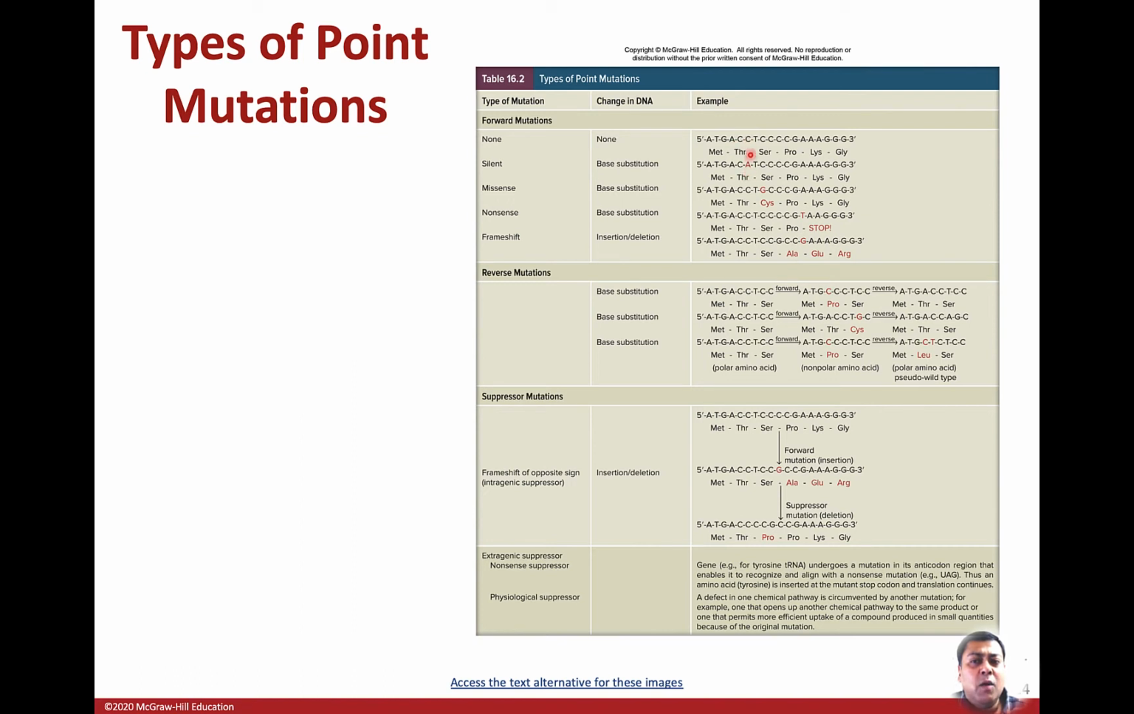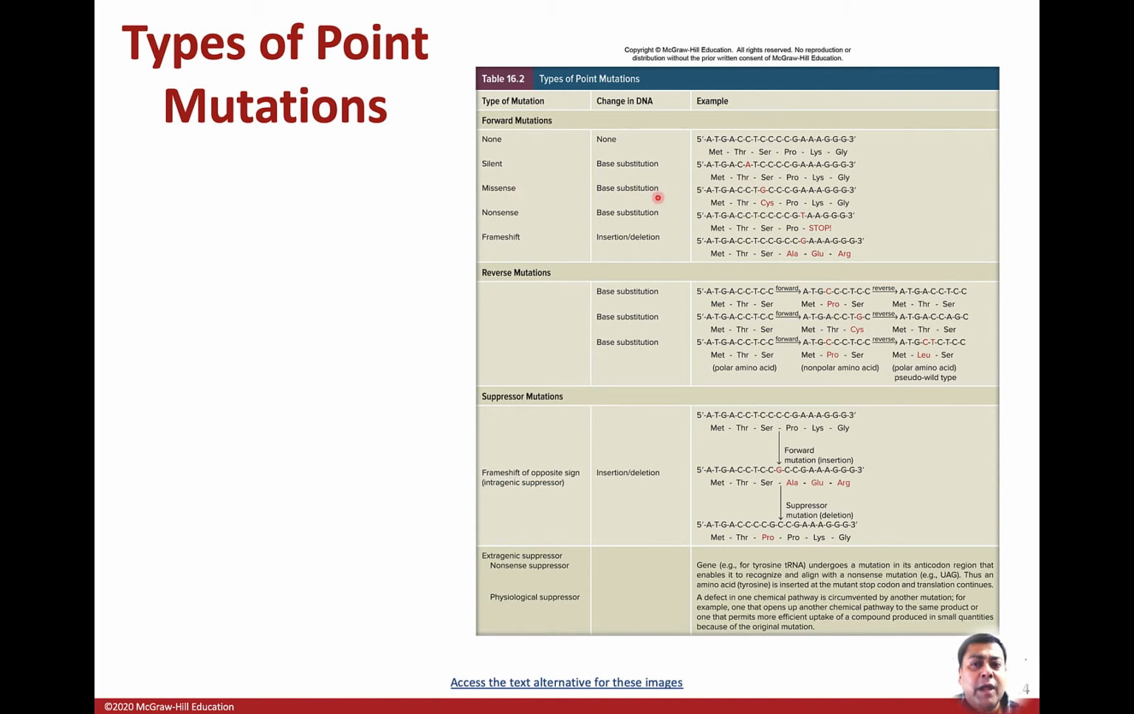If the third one is changed, most of the time, due to the redundancy, or the degeneracy, of the genetic code, it will not cause a change in the protein. So the threonine remains here. This is a silent mutation. So the genetic code changed. This is ACC, this is ACA, but this will not cause any mutation. This is a silent mutation; although the genotype changed, for the phenotype there is no change.